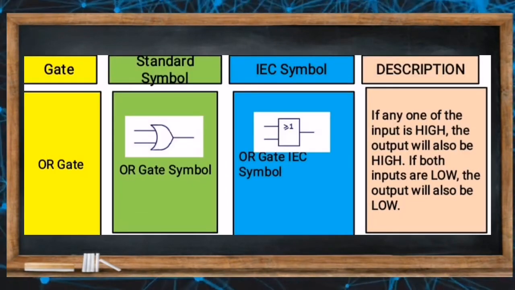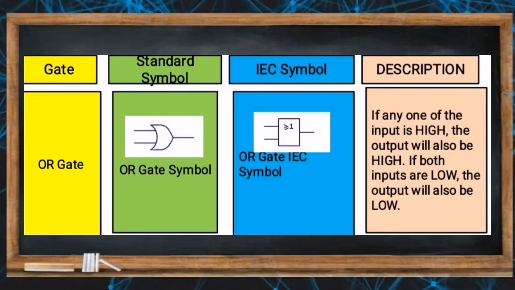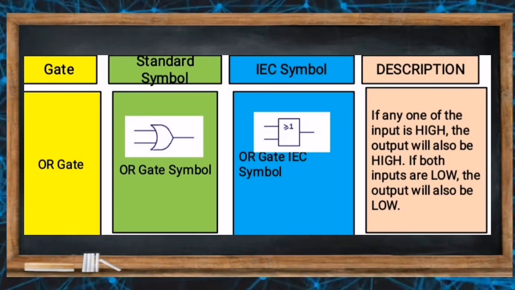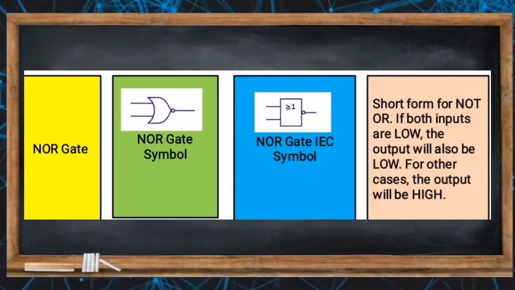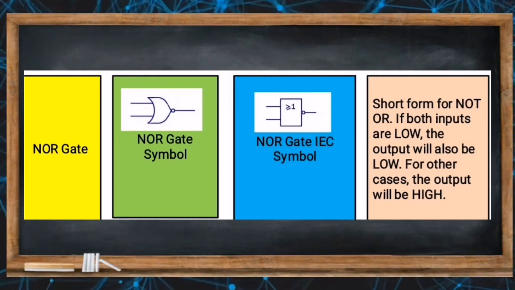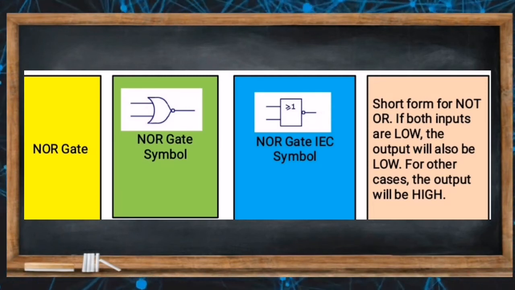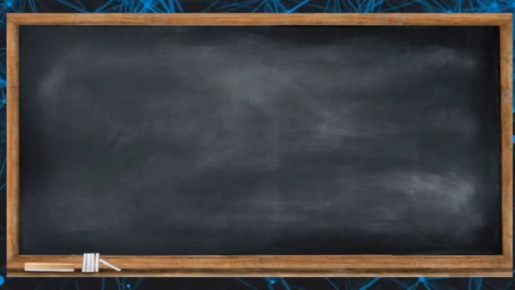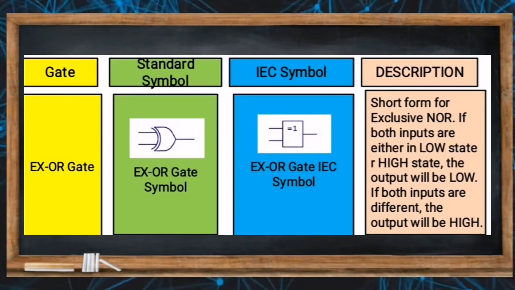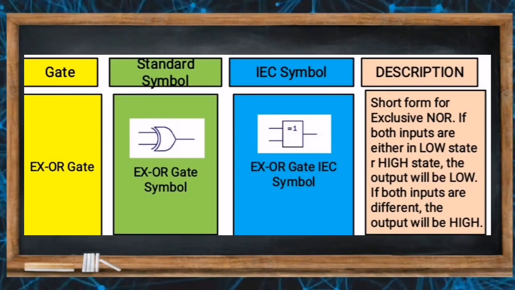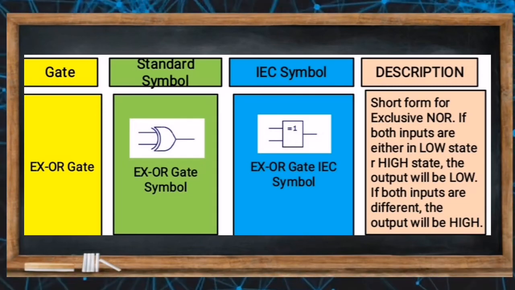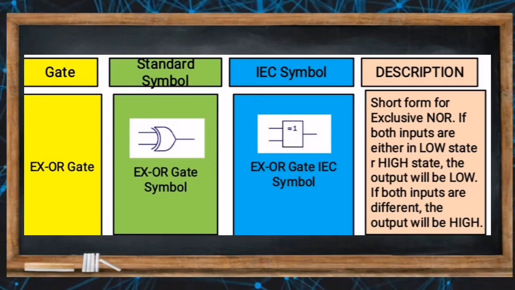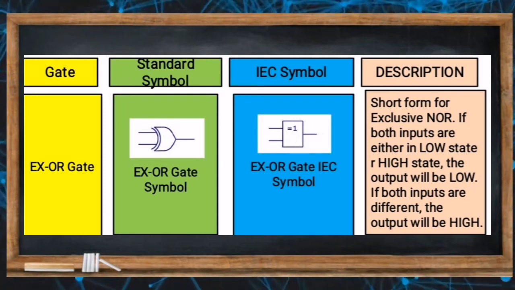OR gate symbol. If any one of the inputs is high, the output will also be high. If both inputs are low, the output will also be low. NOR gate symbol. It is a short form for NOT OR. If both inputs are low, the output will be high. For other cases, the output will be low. XOR gate symbol. Short form for exclusive OR. If both inputs are either in low state or high state, the output will be low. If both inputs are different, the output will be high.